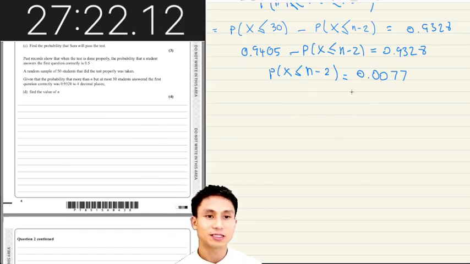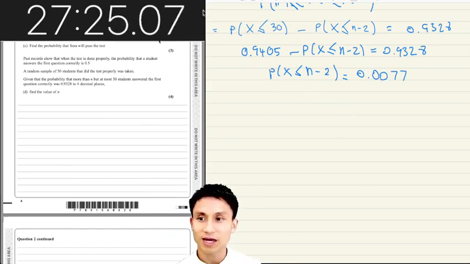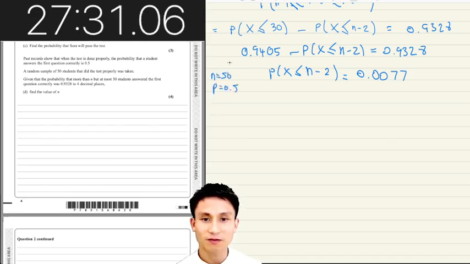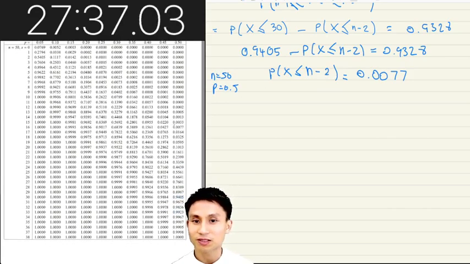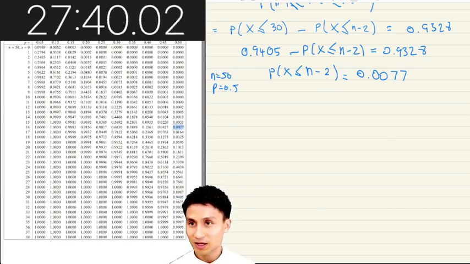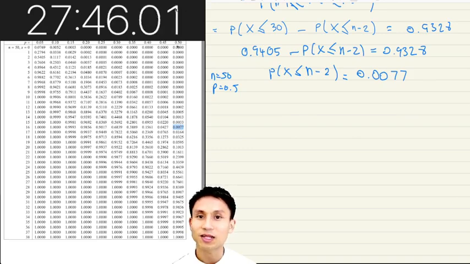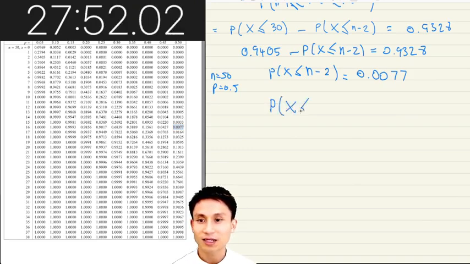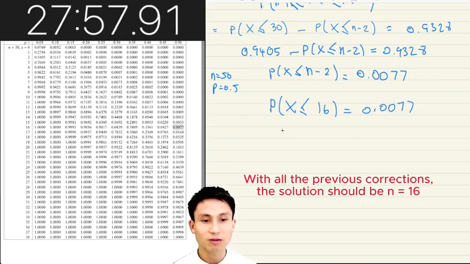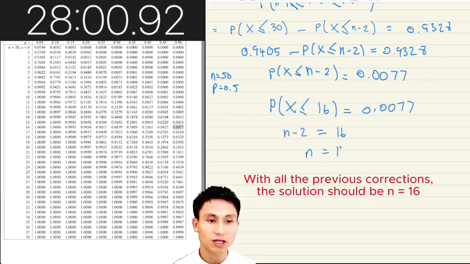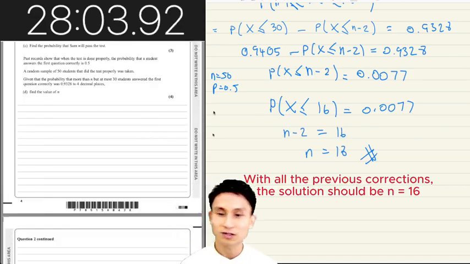So essentially we need to use the table. But note that n is 50 and p is 0.5. So we want to find something that has about that probability. I just spotted this: n being 50 again, x less than or equal to 16 has the exact same probability there, in the same column here. So because I found that x less than or equal to 16 is exactly that from the table, we can match n minus 2 equals 16, and n would be equal to 18. Yeah, so that would be the answer there.